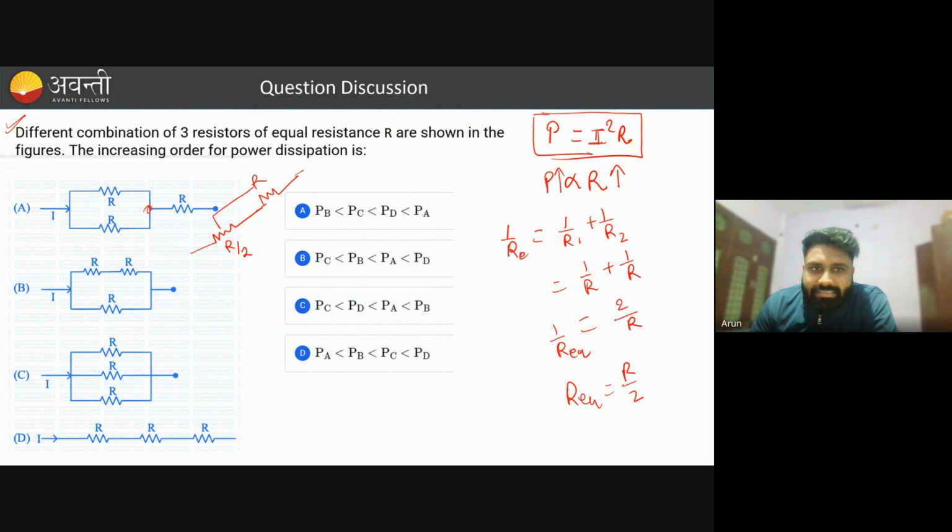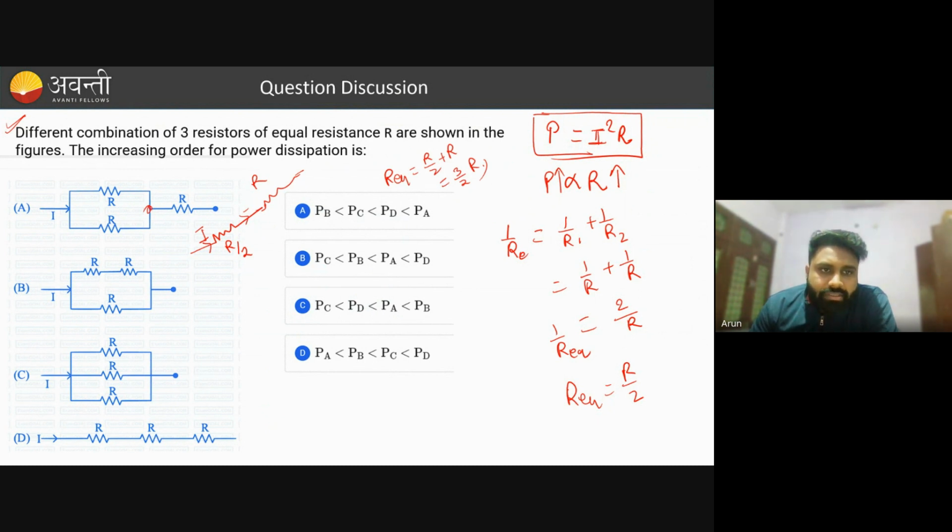Now this is the series combination. The second end of this resistor is connected to the first end of this resistor, or one way to identify that is that the current in this will be the same. So now the equivalent resistance will be R by 2 plus R, so it will become 3 by 2 times R. In case A, the equivalent resistance is 3 by 2 R.